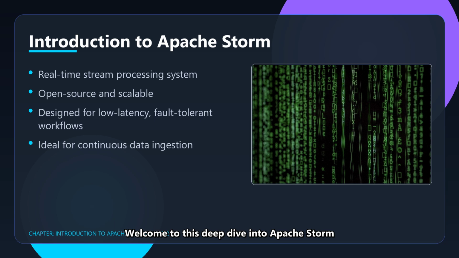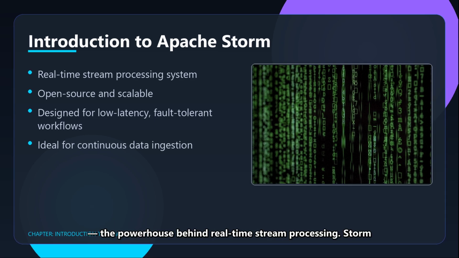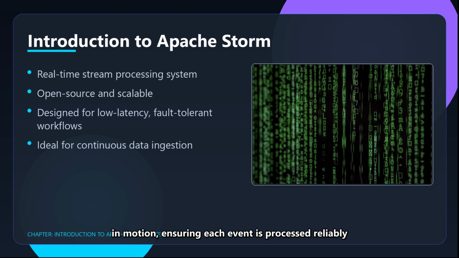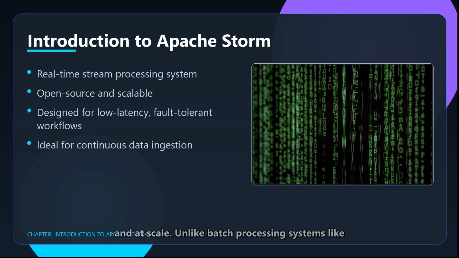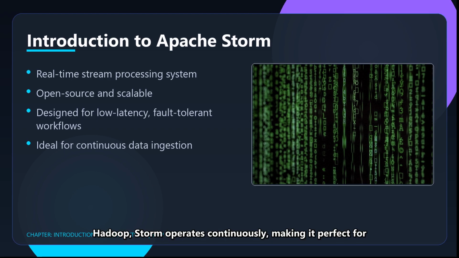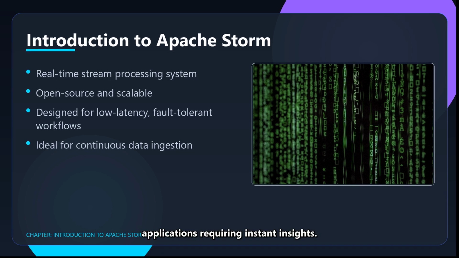Welcome to this deep dive into Apache Storm, the powerhouse behind real-time stream processing. Storm is designed to handle massive volumes of data in motion, ensuring each event is processed reliably and at scale. Unlike batch processing systems like Hadoop, Storm operates continuously, making it perfect for applications requiring instant insights.